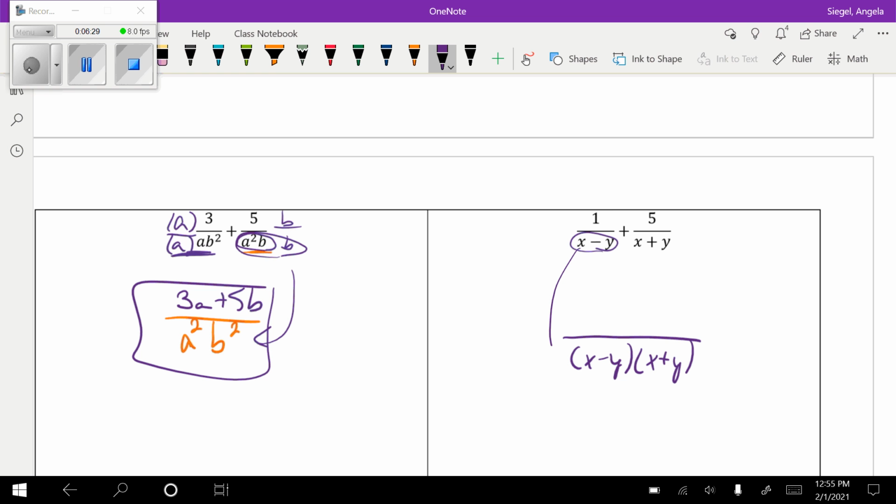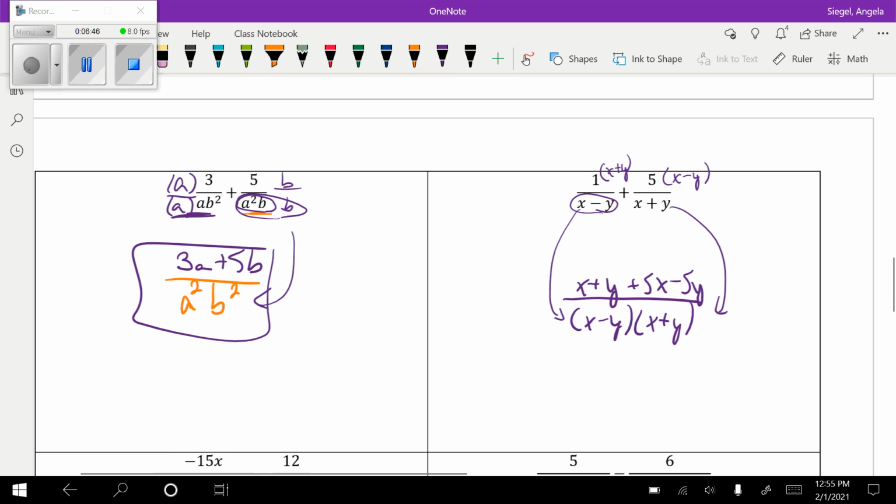Okay, so to get from here to here, we are missing an x plus y. And to get from here to here, we're missing an x minus y. So I'm going to distribute that 1 and get x plus y, and distribute the 5 and get 5x minus 5y. And then I'm going to simplify. So just combine like terms. So 6x minus 4y over x minus y, x plus y.